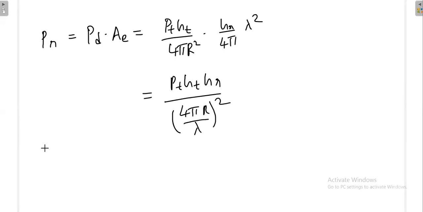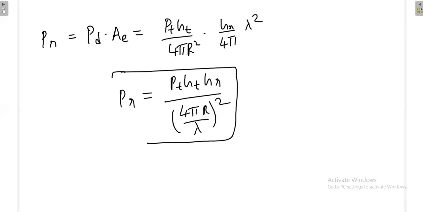Now I can write this as the received power. From this received power, it's very clear: if I increase transmit power, received power will increase. If I increase the gain of the antennas, received power will increase. But if I increase the distance R, received power will decrease. If I increase wavelength, received power increases. But if I increase frequency, received power will decrease. Everything is direct, it's very clear.